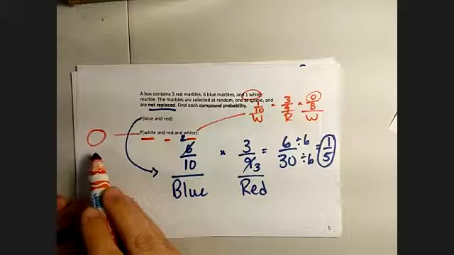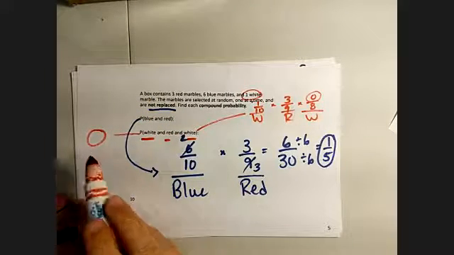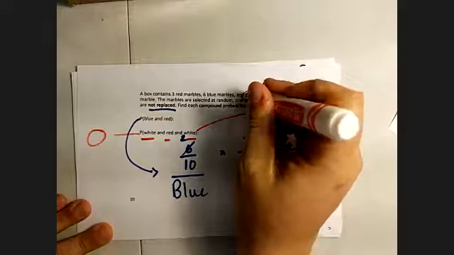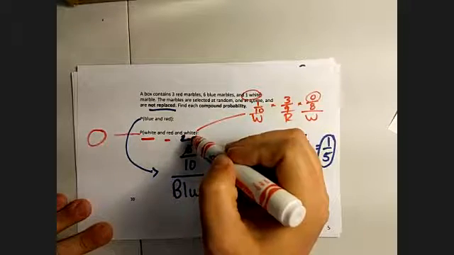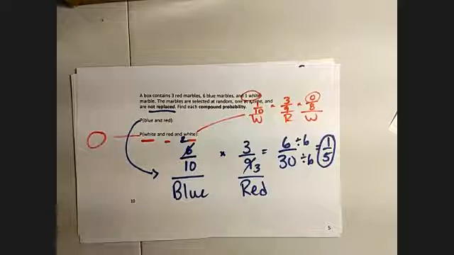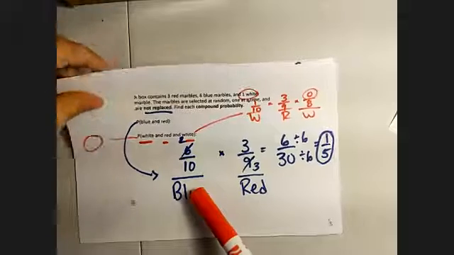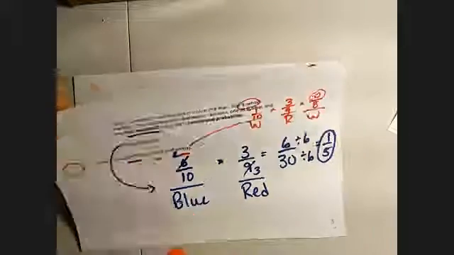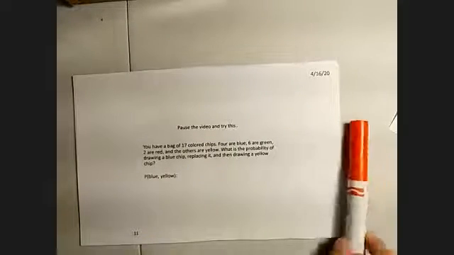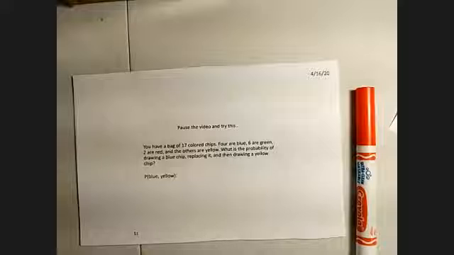The reason I know this has a chance of 0, a 0% chance of happening, is because there's only 1 white marble. This wants 2. So you have to be careful what you're watching for here. So this is an example of dependent events versus the first one was an example of independent events.